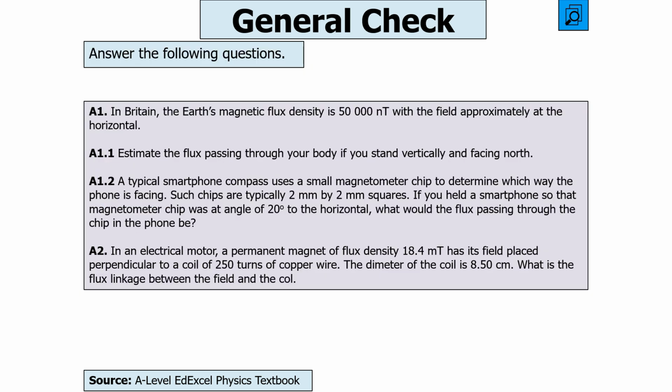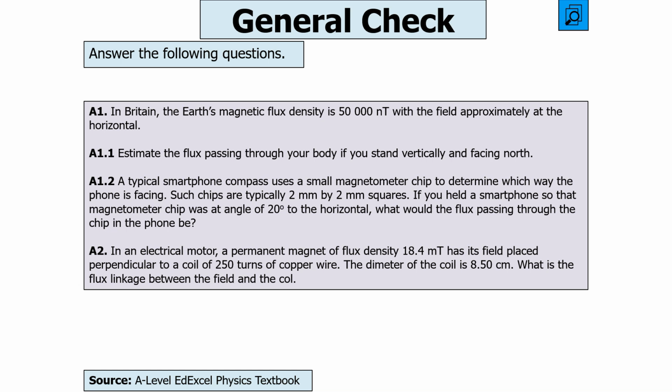The next question says, in Britain, the Earth's magnetic flux density is 50,000 nanoteslas with the field approximately horizontal. Firstly, estimate the flux passing through your body if you stand vertically and are facing north. Then a typical smartphone compass uses a small magnetometer chip to determine which way the phone is facing. Such chips are typically 2 mm by 2 mm squares. If you held a smartphone so that the magnetometer chip was at an angle of 20 degrees to the horizontal, what would the flux passing through the chip in the phone be?